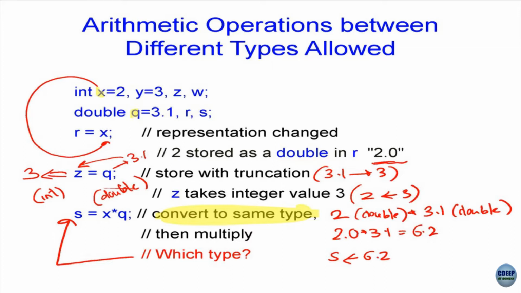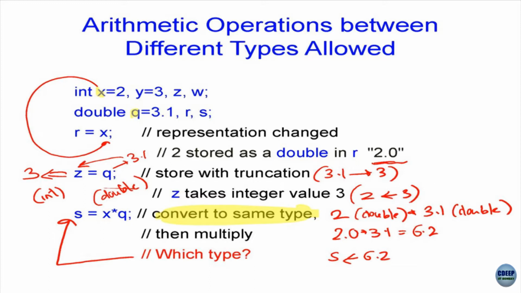So now, very important, it's important to write down these steps. We are going to map each of these steps. In the first case, representation was changed, r equals x, and therefore r was assigned the value 2.0. The second example, step 1, store with truncation, that is 3.1 was mapped to 3, and then z was assigned the value 3.